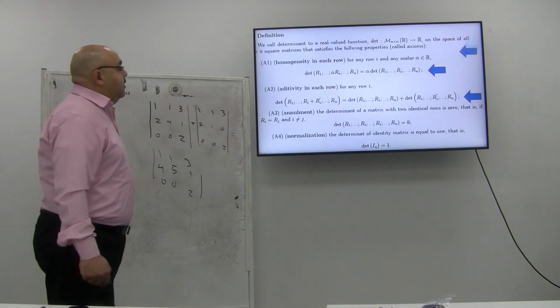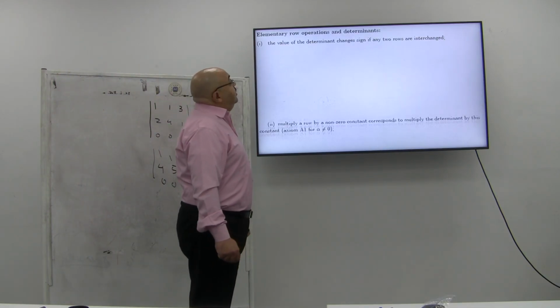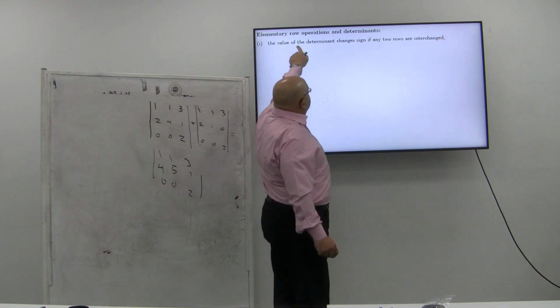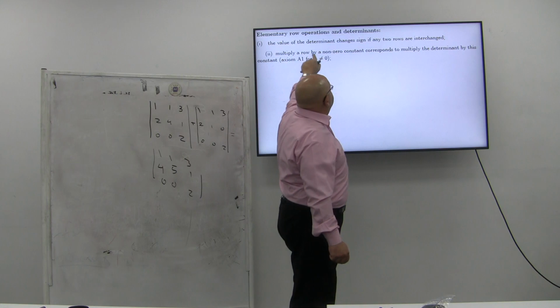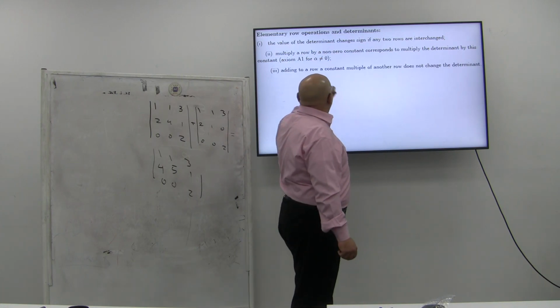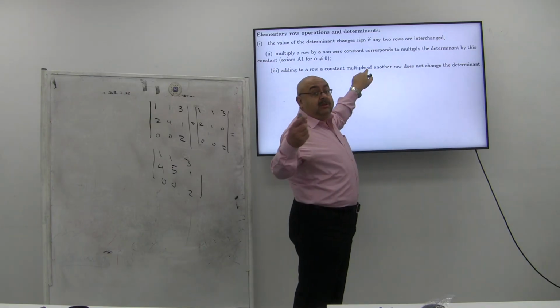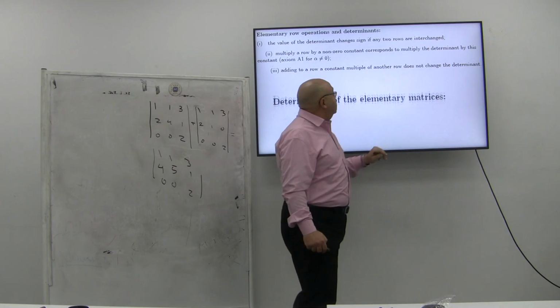Okay, these are the main operations, as I told you. The value of the determinant changes. The value of the determinant changes sign if two rows are interchanged. Multiplying a row by a non-zero constant corresponds to multiplying the determinant by this value. Adding a constant multiple of one row to another is not going to change the value of the determinant. This is what I was telling you about.